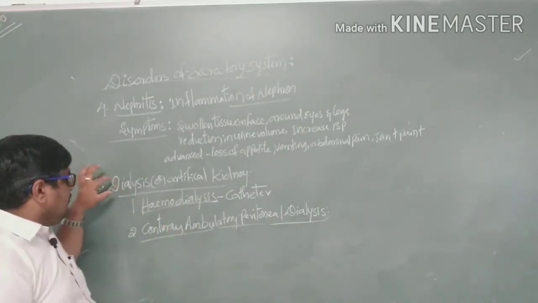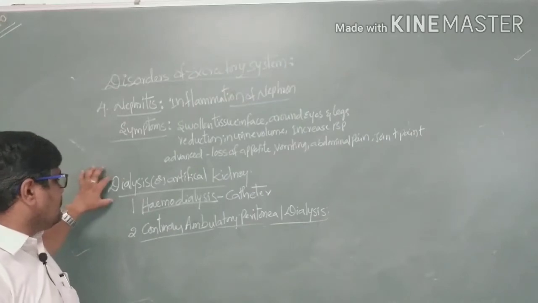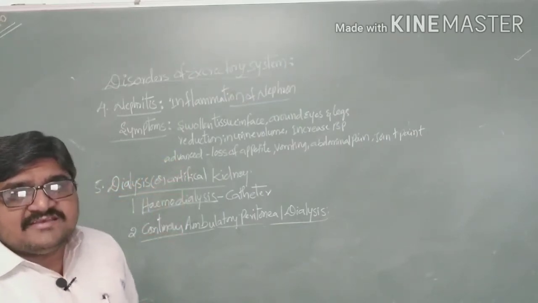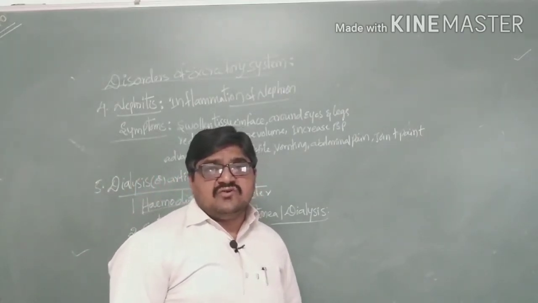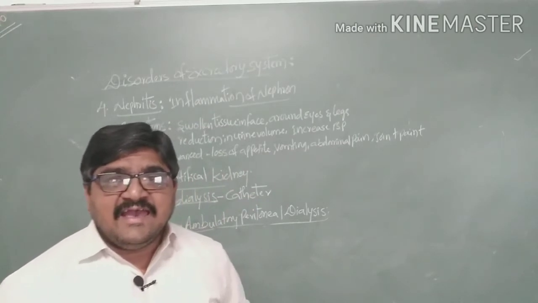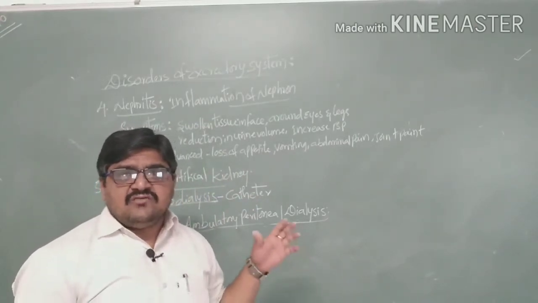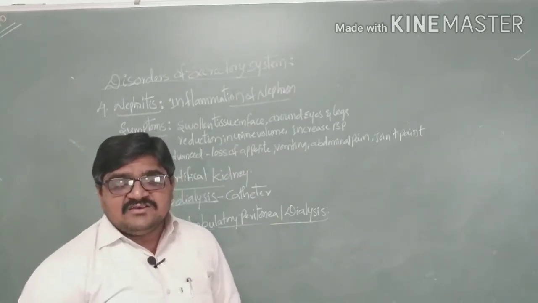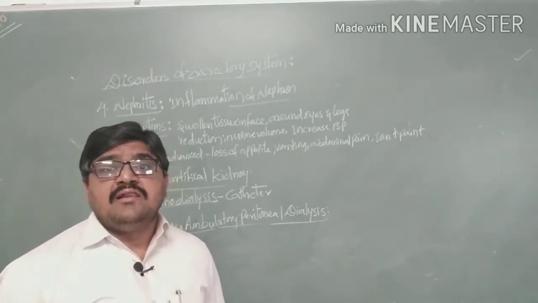Next, coming to the last one, that is dialysis, also called artificial kidneys. So what does dialysis mean? The separation of solutes from the solution through a dialyzer. This process takes place through a semi-permeable membrane.